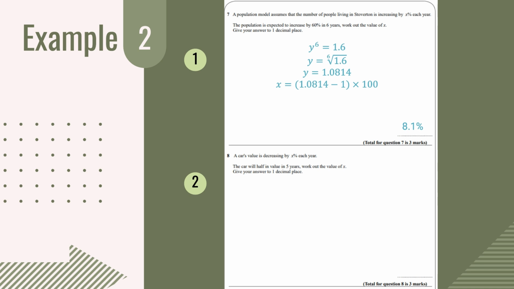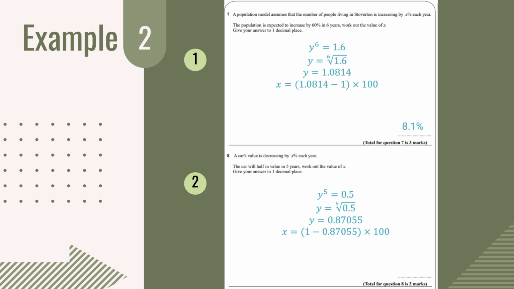Now in our second question, a car's value is increasing by X% each year. The car will have halved in value in 5 years. Work out the value of X. Give your answer to one decimal place again. Now, Y to the power of 5, because it's 5 years, will equal 0.5. This is because the value of the car will have halved. So if we do the 5th root of 0.5, we'll get our answer of Y, which is 0.87055.